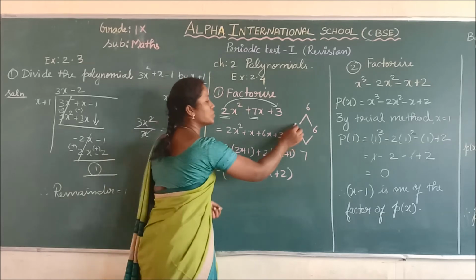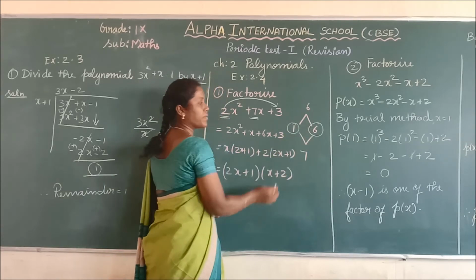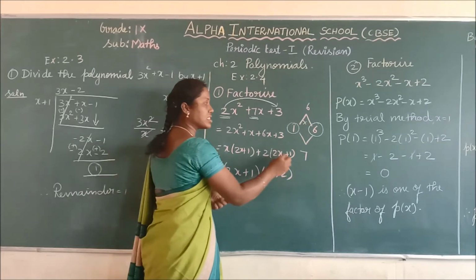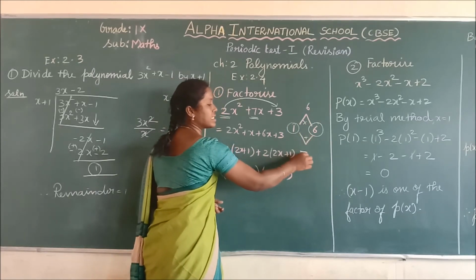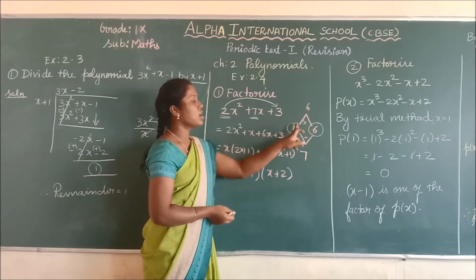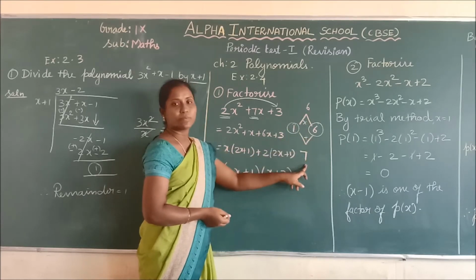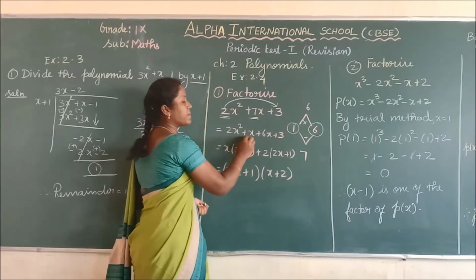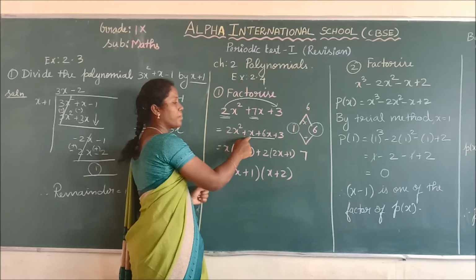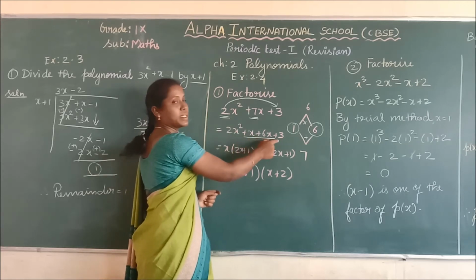We have to choose two numbers that satisfy this: if you multiply them, the result should be 6, and if you add them, you should get 7. So the numbers are 1 and 6. 1 into 6 is 6, and 1 plus 6 is 7. So we are going to split the middle term using these two terms: 2x square plus 1x plus 6x plus 3.